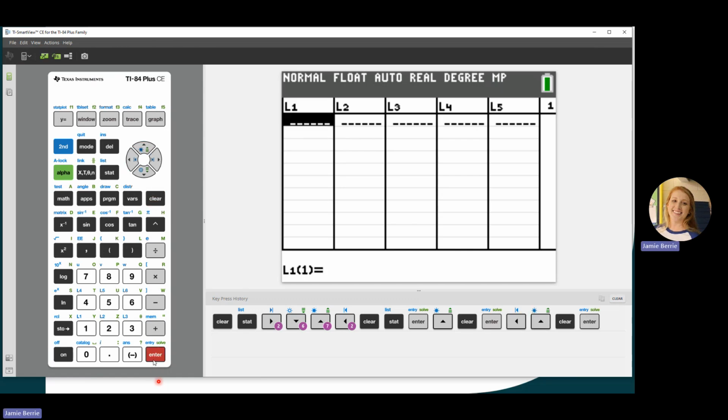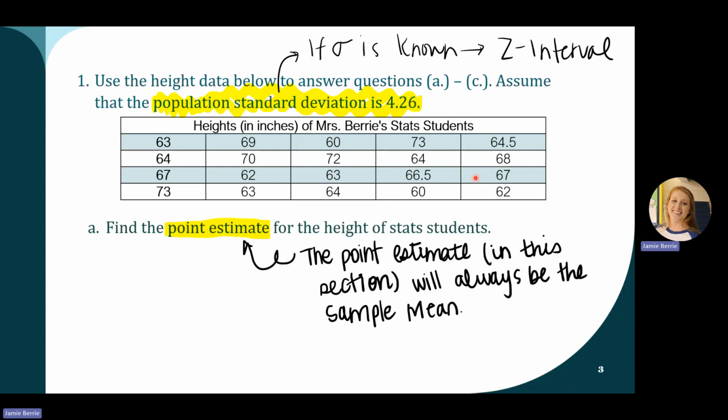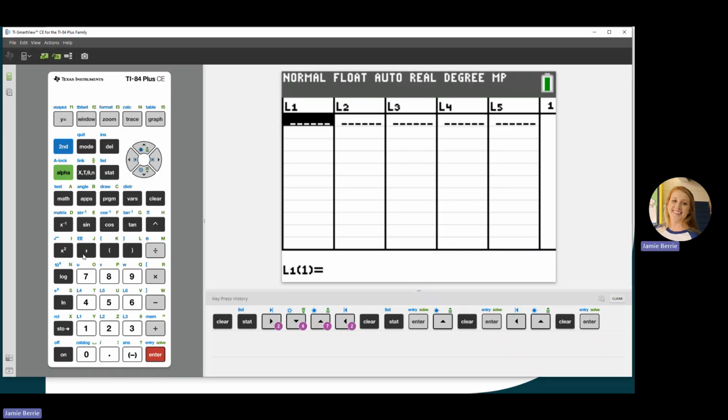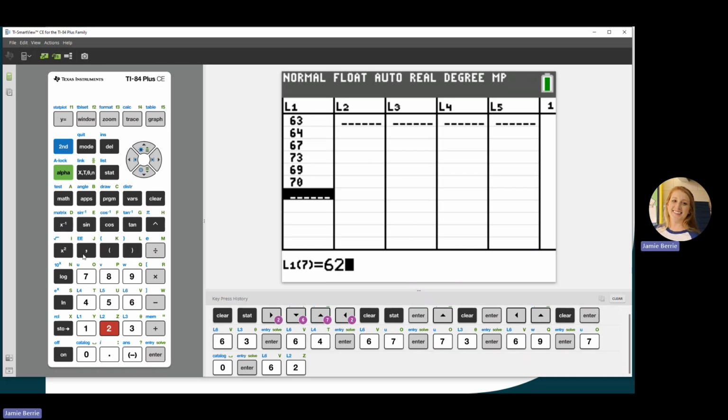Okay, so now I'm going to start typing my data in. I'm typing all of these numbers into L1. Let's see if I can get both of them on the screen at one time. Okay, cool. All right, 63, 64, 67, 73. If you need to pause the video and type yours in, that's fine.